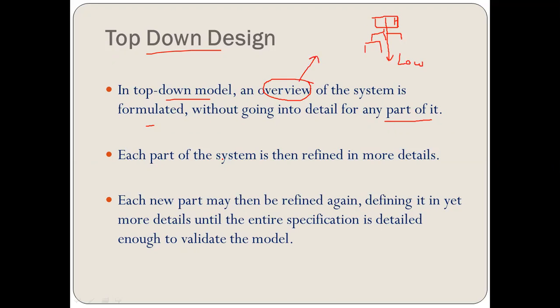Then each part of the system is refined in more detail, as I have shown you in the diagram, that the system will be decomposed into, let's say, 3 or 4 parts, into tasks, and further this is going to decompose into subtasks. Each new part may then be refined again, defining it in yet more detail until the entire specification is detailed enough to validate the model.